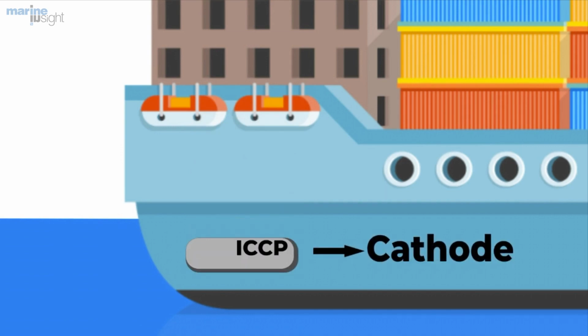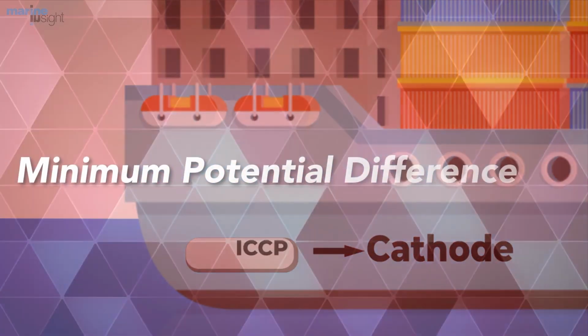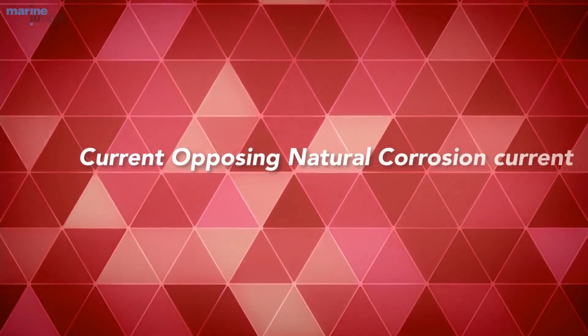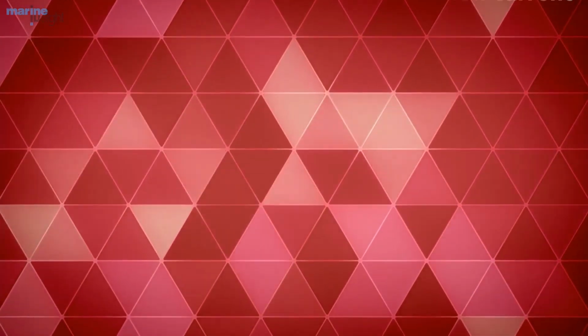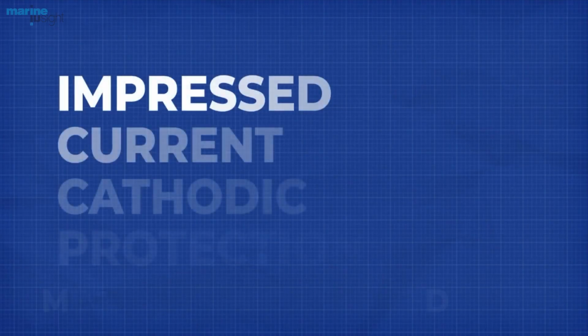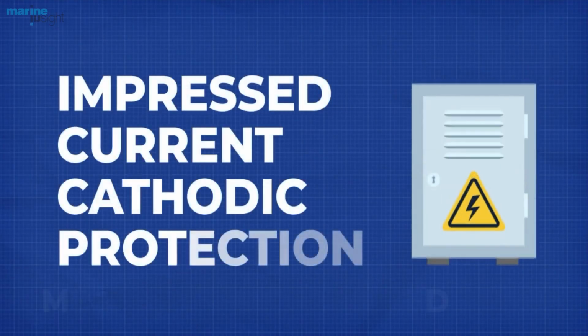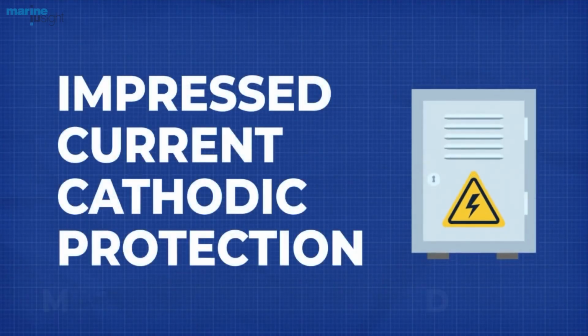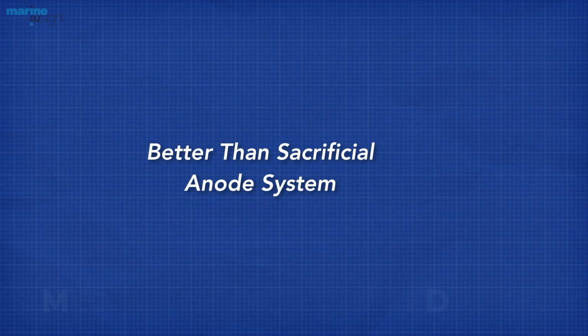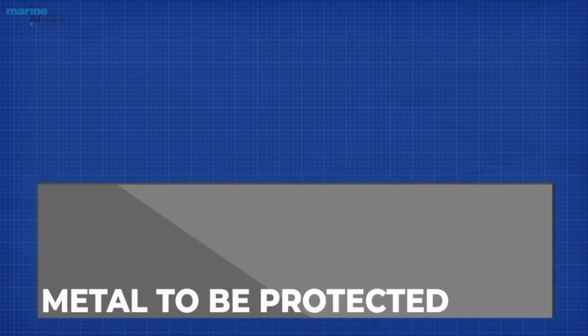It makes the hull remain always a cathode by keeping the potential difference to a minimum and introducing a current opposite to the natural corrosion current, thereby protecting the anode. Impressed current cathodic protection systems are the technologically advanced and long-term solution to corrosion problems and are regarded as a superior alternative to sacrificial anode systems.